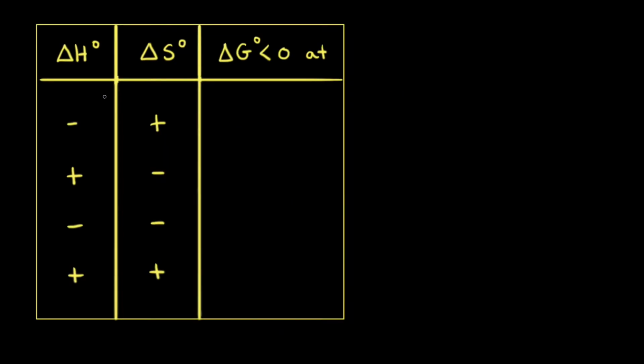So if we go back to our chart for our first possible combination, when delta H naught is negative, that's favorable, and when delta S naught is positive, that's also favorable. Therefore, delta G naught is less than 0 at all temperatures. So I'm going to go ahead and write in here "at all temperatures" in our chart.